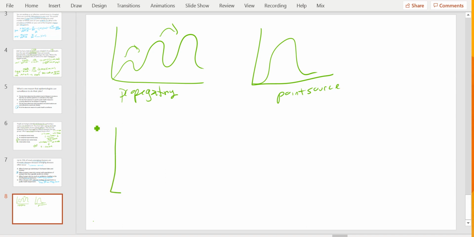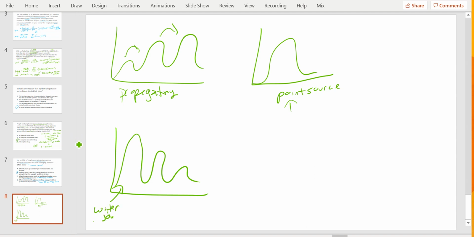The graph in the case study for Haiti looks like this, and it's waterborne. So typically waterborne diseases are most often point source. Everyone who drinks that water gets sick and that's it. But what happened in Haiti is everybody drank from one water source. They got sick, but then some of them contaminated another water source, which then made a new group of people sick, who then contaminated other sources and made another group of people sick. So that is propagating.